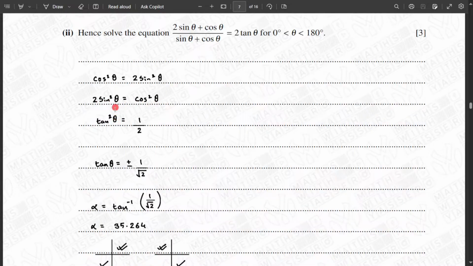Or we can say sin squared theta by cos squared theta will become tan squared theta, and 1 by 2 will become half. So tan squared theta equals half. That means tan theta will be the square root of half, which will be plus or minus 1 over root 2. Now let's find the basic angle. So alpha, the basic angle, is equal to tan inverse of positive half, which gives us 35.264.